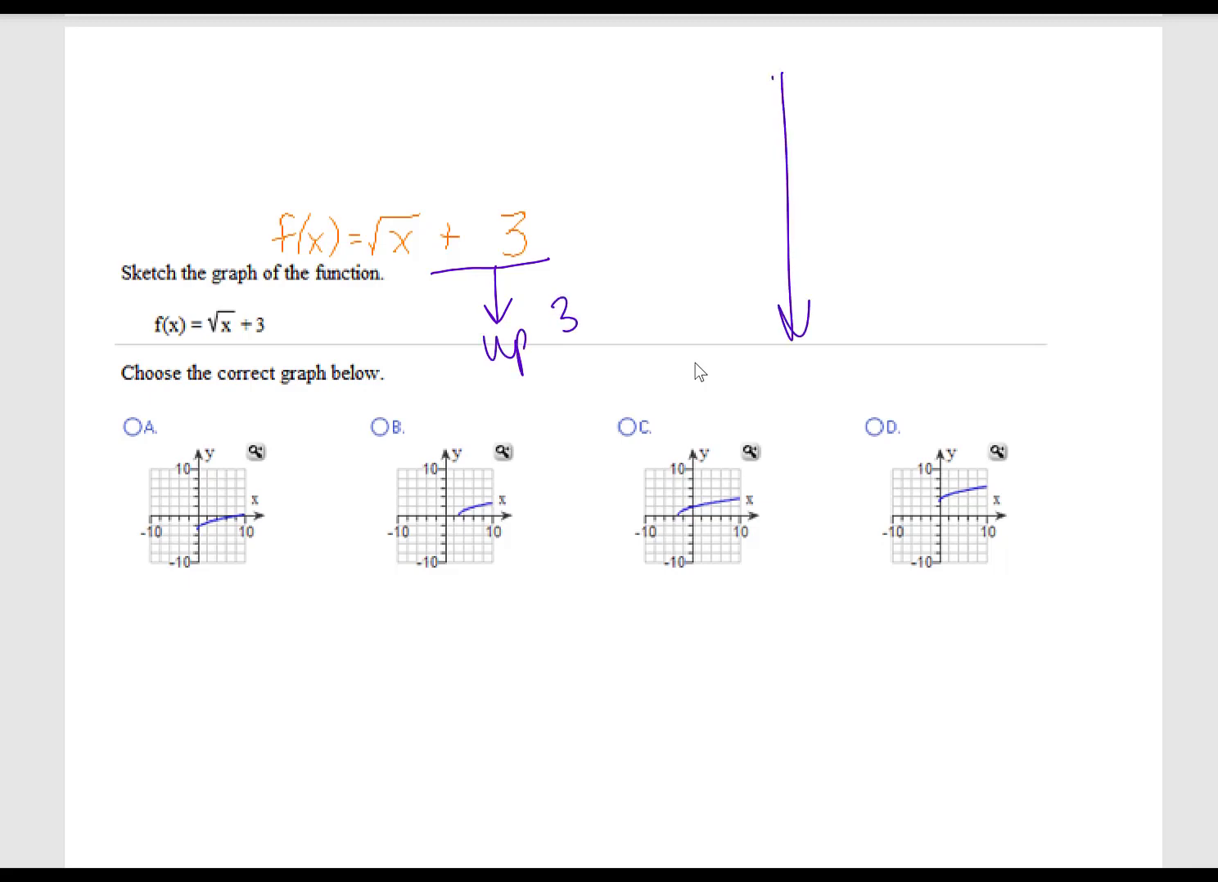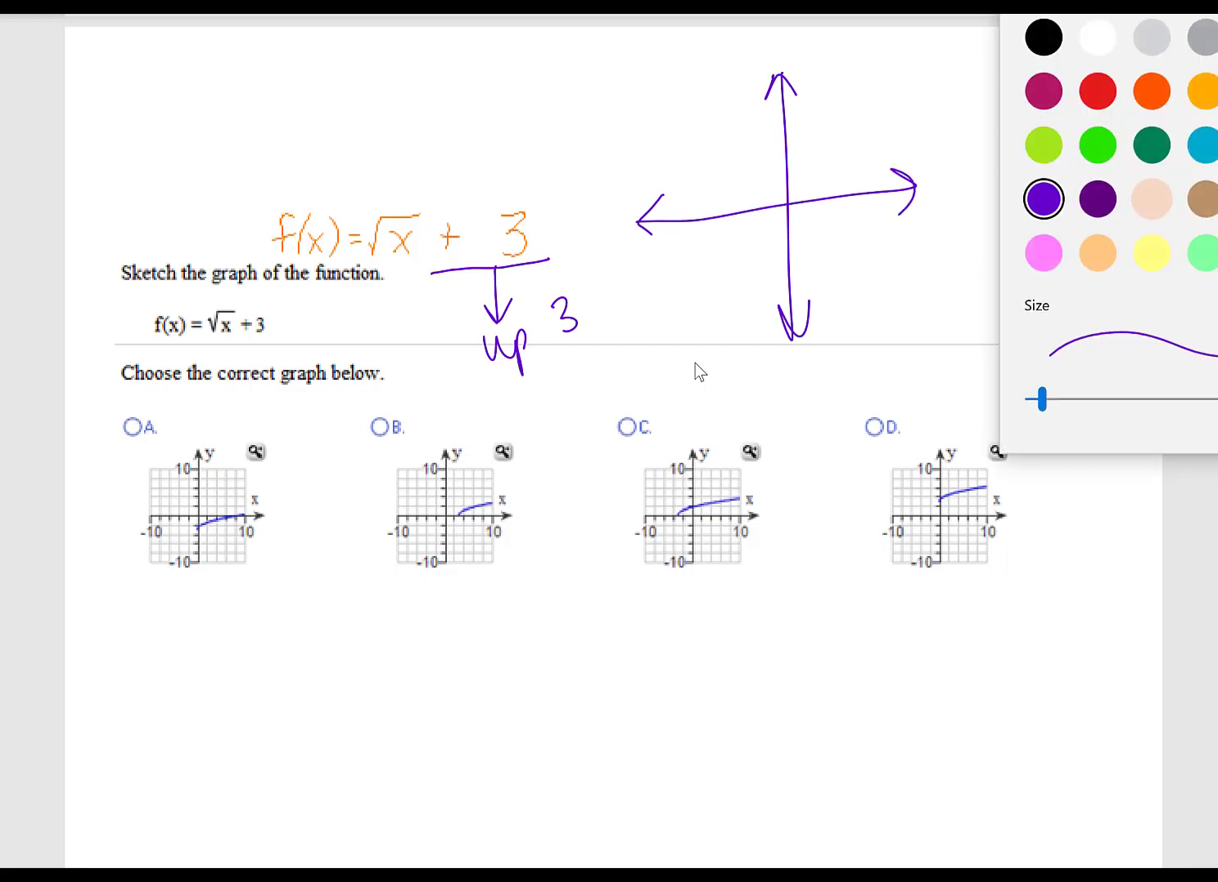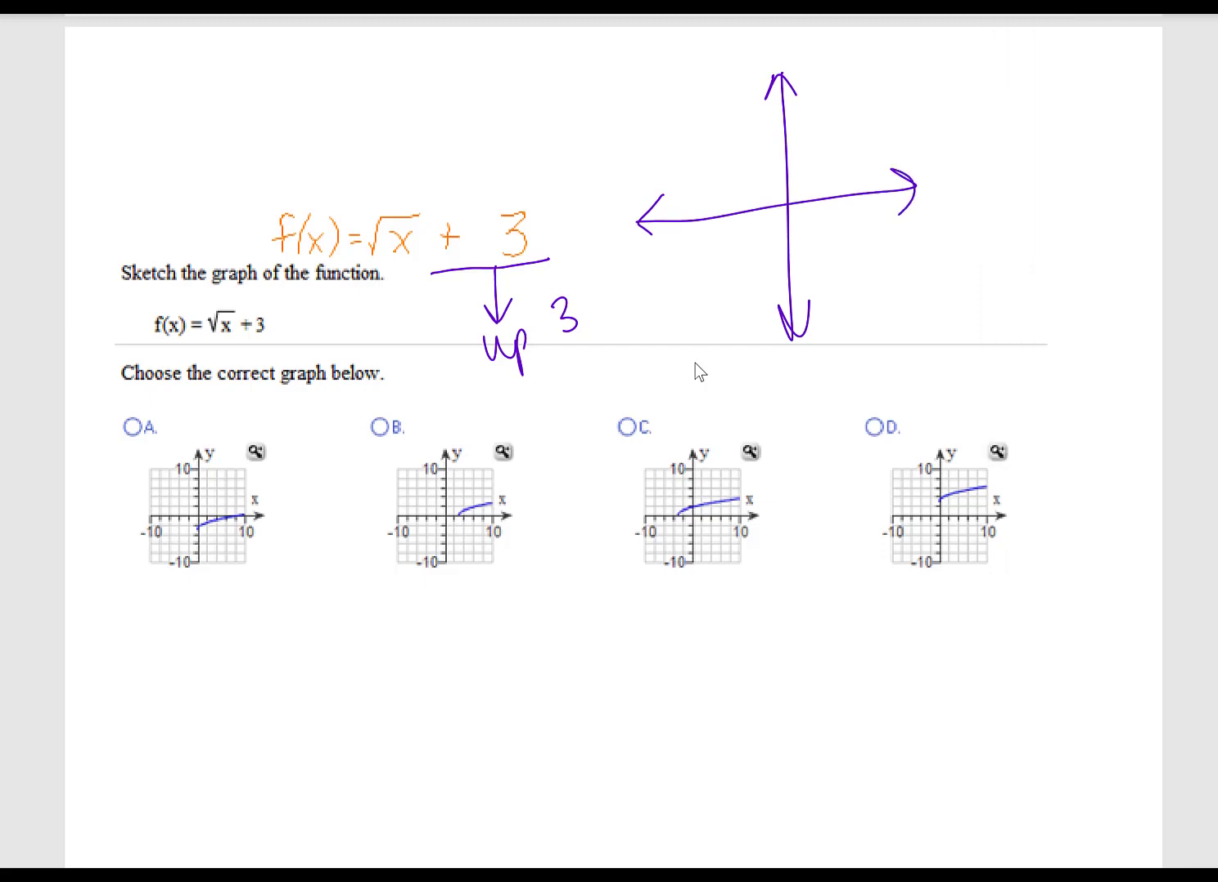So real quick, how would square root of x look? It'd start here from 0, 0 and look something like that. So I'm moving up 3 units. So this 0, 0 point will just go 1, 2, 3. And so we're looking for something that has moved upward. This would not be the case.